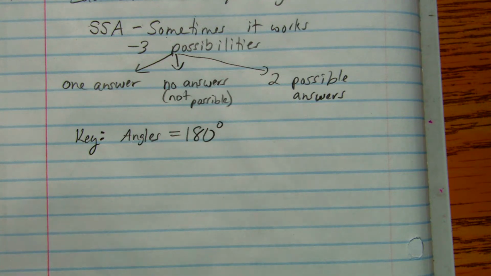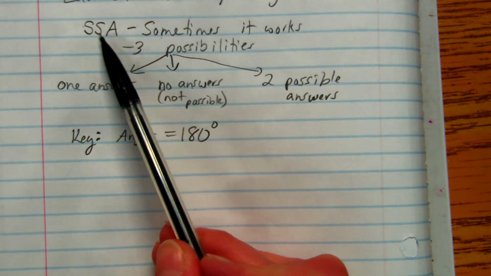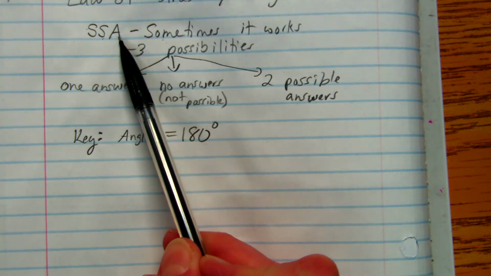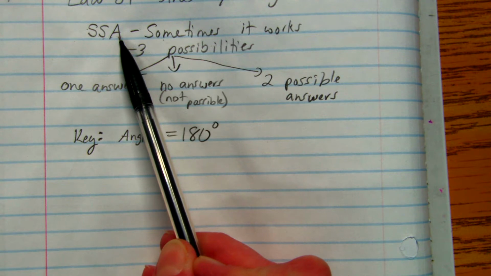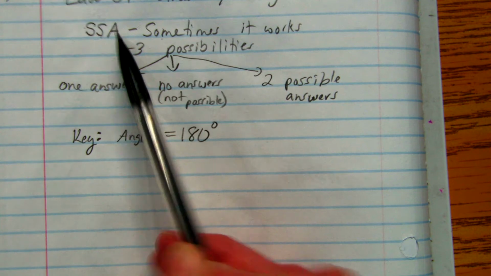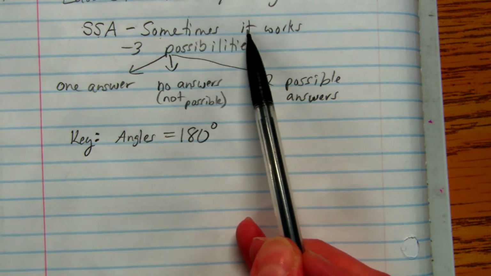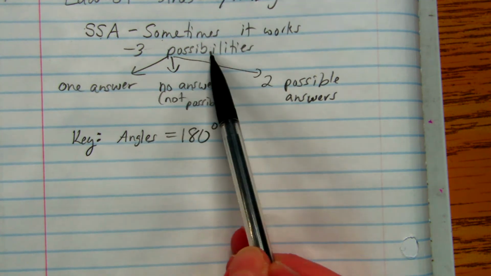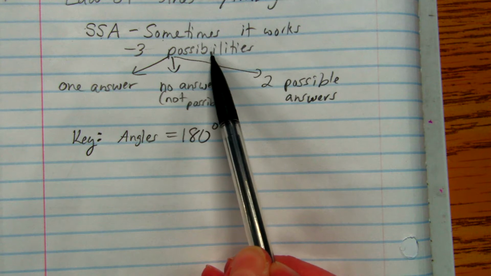Okay, so we just talked a little bit about and looked at an animation that showed us that when we're given two sides and an angle that's not between them, we're not guaranteed to get a particular triangle. And we talked about this when we learned how to prove triangles congruent last year. So sometimes it works, sometimes it doesn't. There's three possibilities, which is what ambiguous means. It means we just don't really know.